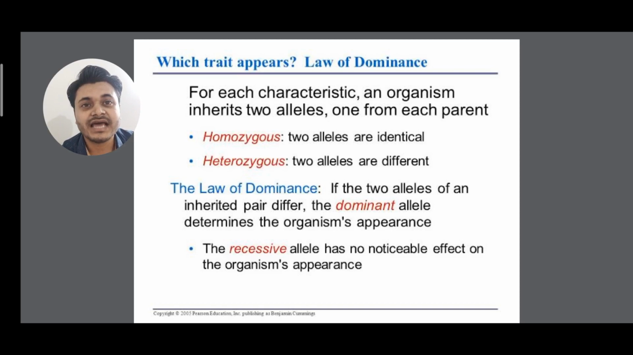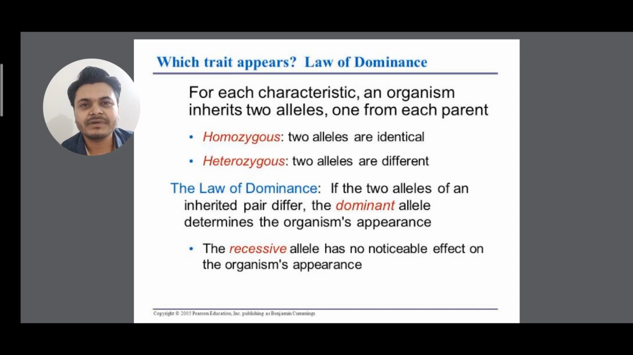When the two alleles are identical, it is called homozygous, and if the two alleles are different, it is called heterozygous. Like, homozygous examples are capital T for tall, or small t for dwarfness. Clear? Similarly, an example of heterozygous is capital T small t, this is a hybrid tall. Clear? So capital T small t becomes the phenotype tall because here T is dominant. So the law of dominance: if two alleles of an inherited pair differ, the dominant allele determines the organism's appearance.